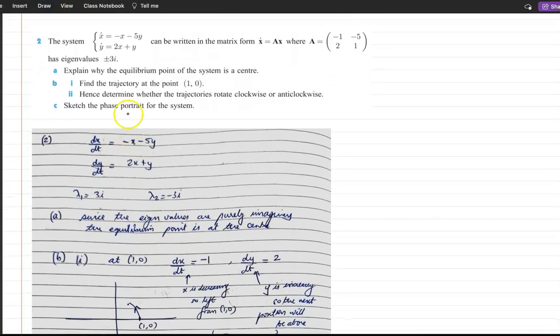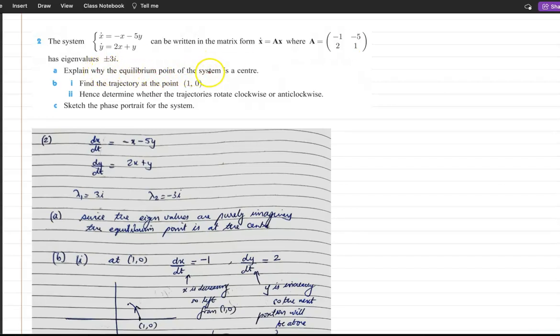There's a sum that I've taken from Hayes Mathematics. The system dx by dt, x dot is dx by dt, is minus x minus 5y, and dy by dt is 2x plus y. It can be written in the matrix form x dot is equal to Ax, where your matrix A has the coefficients minus 1, minus 5, 2, 1. Now this is useful when you're finding your eigenvalues, but the eigenvalues in this sum are given. The eigenvalues are plus or minus 3i. I'm assuming you know how to find the eigenvalues from this. If not, then refer to my earlier videos.